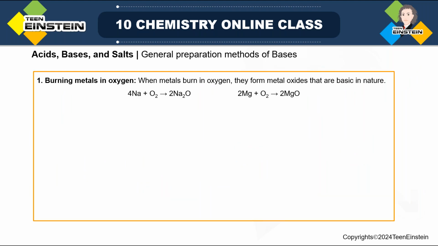Now what about base? First method, burning metals in oxygen. Suppose you have taken some metals and you are burning them in oxygen. Then there will be formation of metal oxide. Remember, when there is some metal oxide, it will be basic in nature, just like non-metallic oxides, SO2, CO2, are acidic oxides. So when it is a metal oxide, it will be a basic oxide. So they are basic in nature.